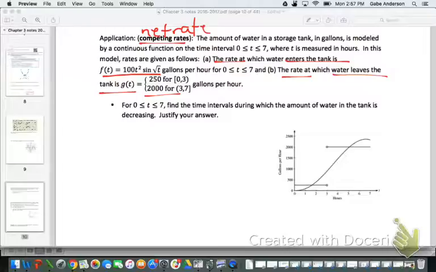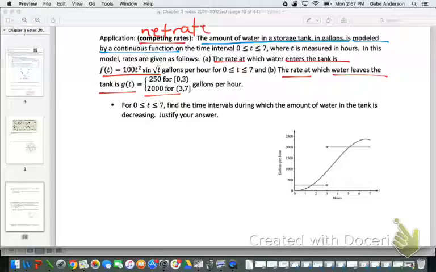Make sense? You don't have to do it this way, but I want to introduce you to a way to do this. Did you notice at the very start, it said something kind of interesting? It says, the amount of water in the storage tank in gallons is modeled by a continuous function. And did you notice it didn't say anything about that function? It just says there's a function that models the amount of water in the tank.